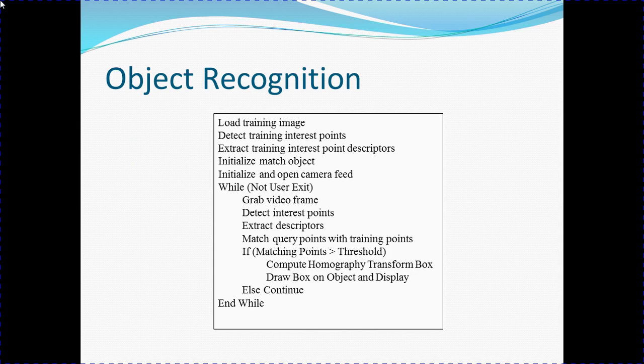So here's the pseudocode for the overall program. First, a training image is loaded as a grayscale image. The interest points are detected using an approximated Hessian detector. The approximated Hessian matrix is calculated for a subregion around each point in the image, and the determinant is calculated. A point is declared an interest point if its determinant is a local maximum.